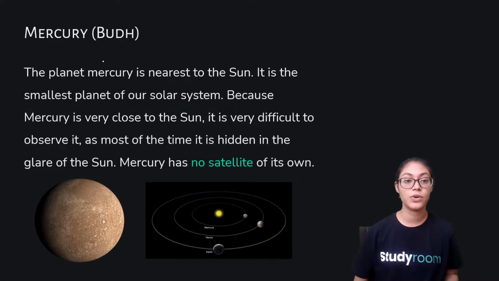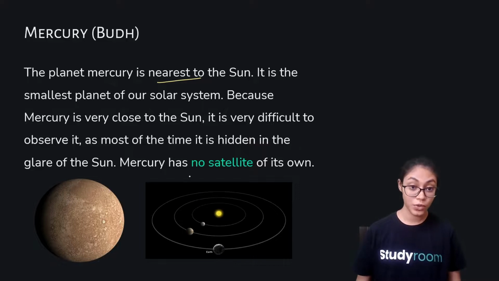Now let's see what is Mercury. Let's see in detail about Mercury. The planet Mercury is nearest to the Sun. This is the planet nearest to the Sun. It is the smallest planet of our solar system. Because Mercury is very close to the Sun, it is very difficult to observe it, as most of the time it is hidden in the glare of the Sun. Mercury has no satellite of its own, right?